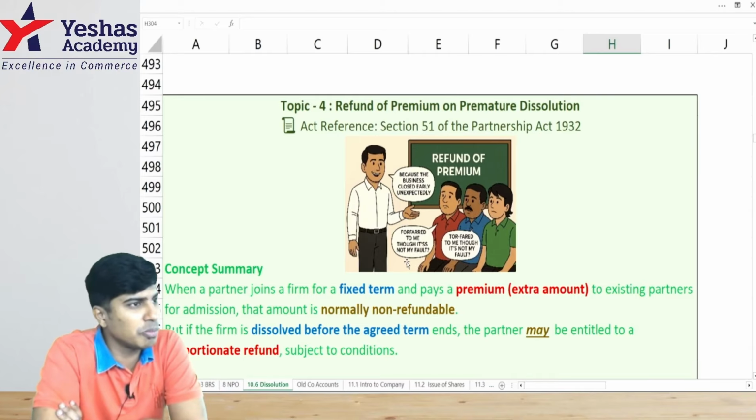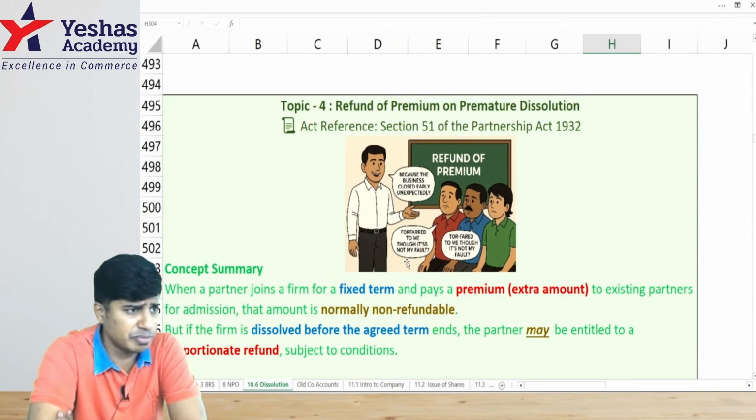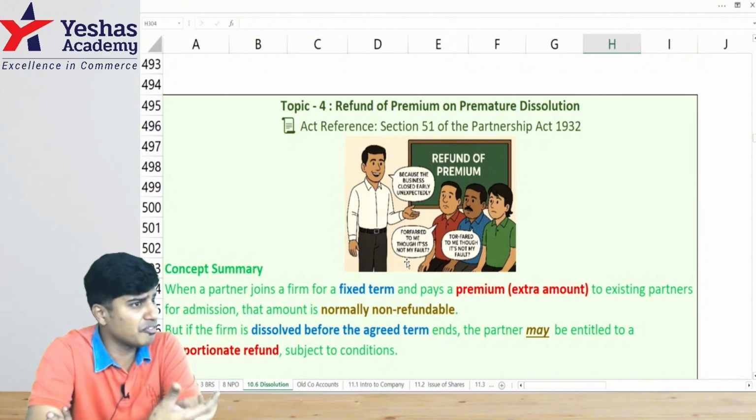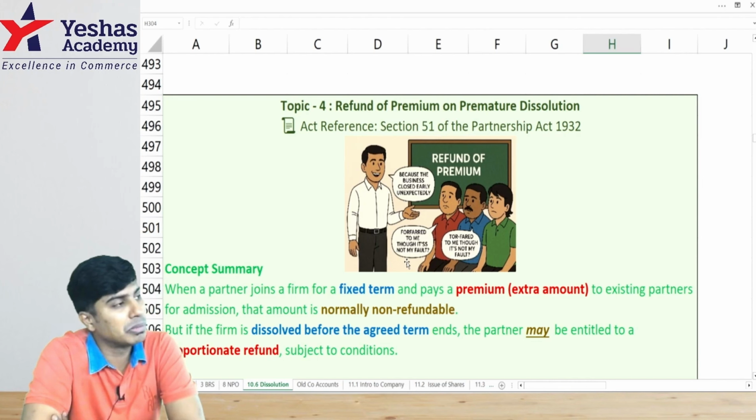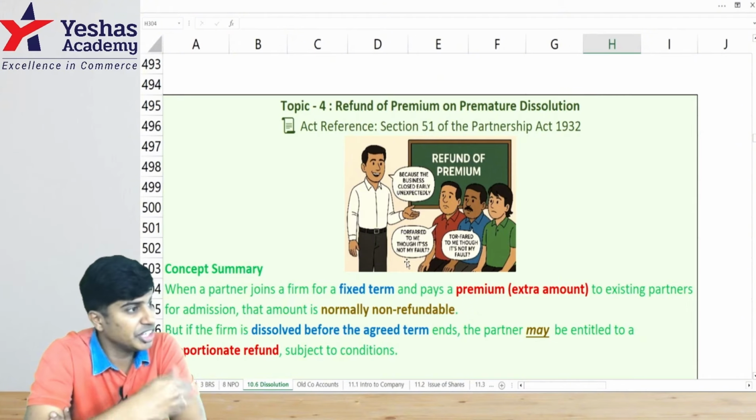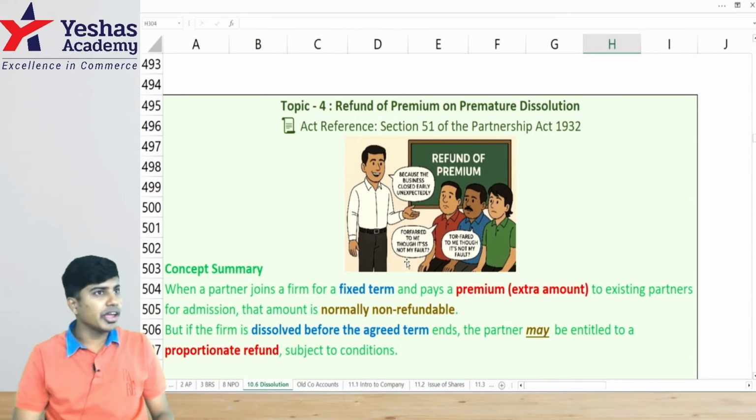Topic 4 talks about refund of premium. I'll tell you what is the case of refund of premium. I am a partner, I became a partner in your firm. When I was admitted as a partner in your firm, you asked me to pay some premium, like goodwill, extra money. I asked, why should I give you goodwill?